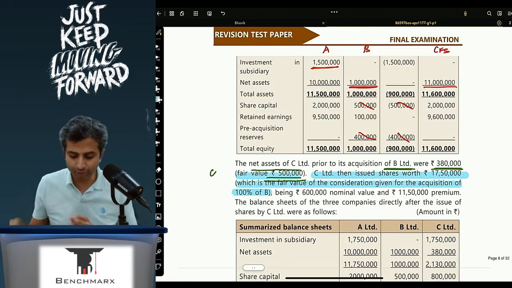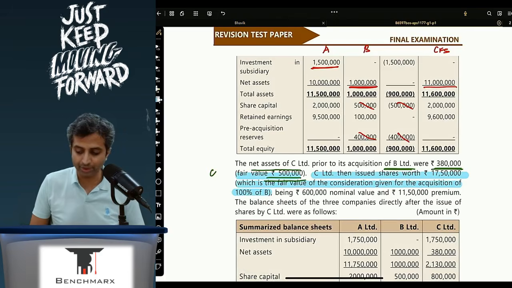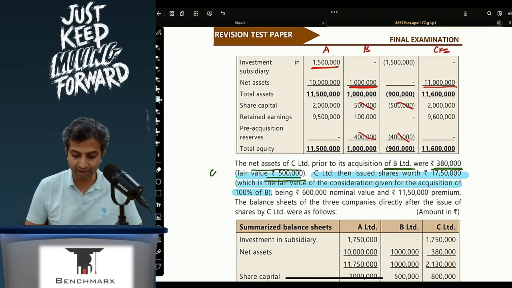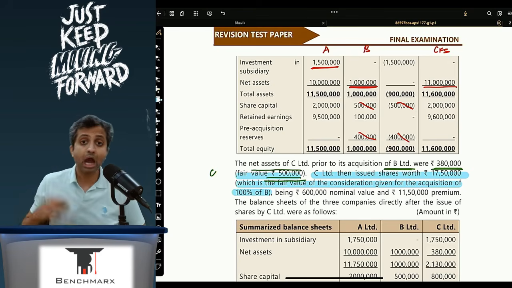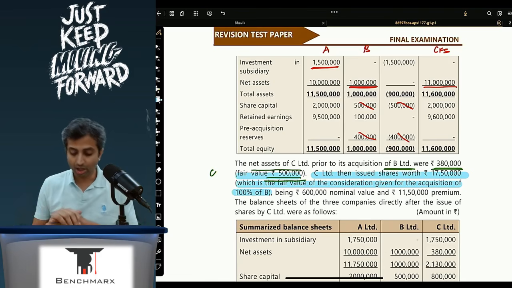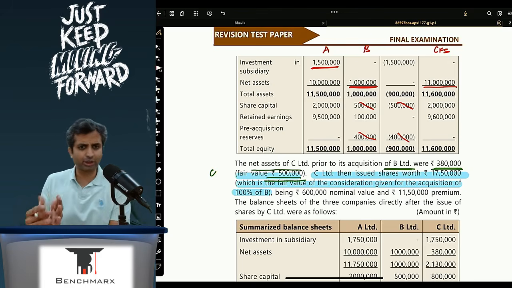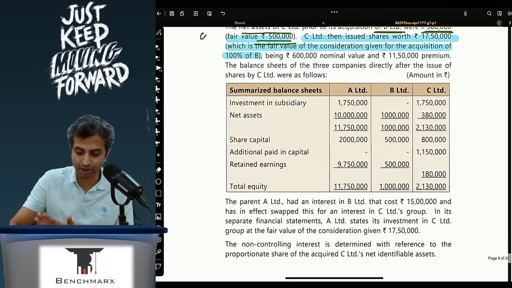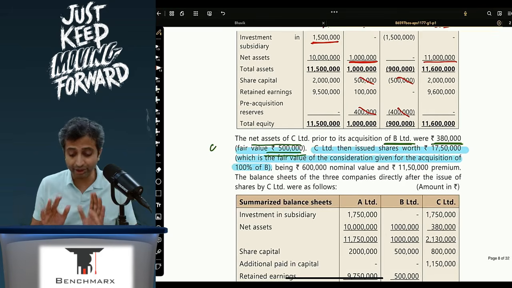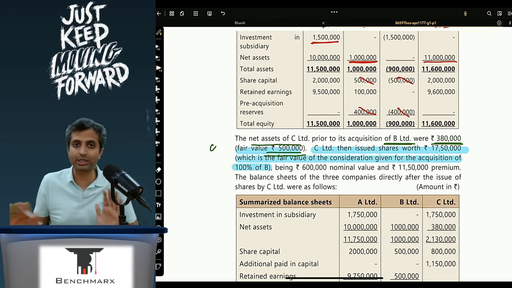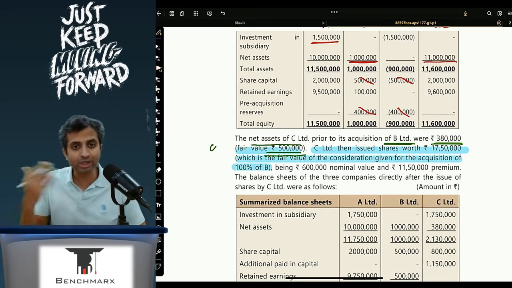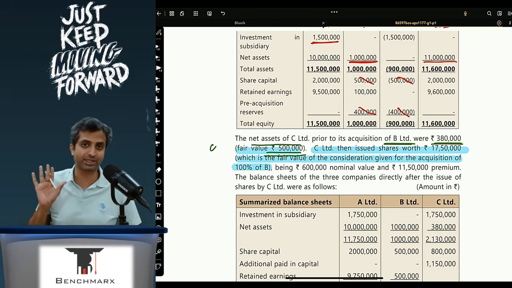Okay, so again, if you read this, the net assets of C prior to the acquisition of B were 3,80,000. That is in the books. Fair value of the same was 5 lakhs. I'll take over the assets and liabilities at fair value. C then issued shares worth 17,50,000, which is the fair value of the consideration for acquisition of 100% of B. Now, if I were to just focus on this, there is a lot of noise further on. You will see a lot of things over here, but all of this is noise. If you just end over here, your question is done. We will read everything further and we will also understand the implications. But from a solving perspective, the question ends over here.